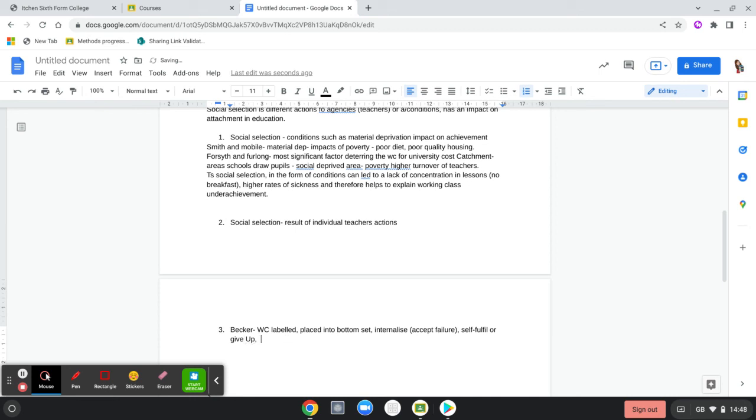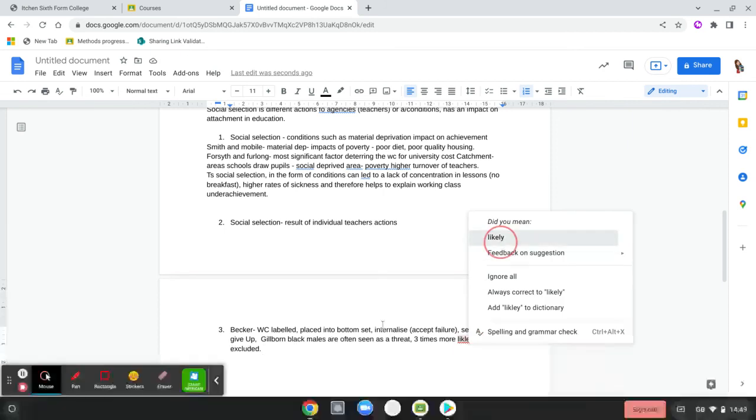With Becker, I'm doing just general teachers, and my go-to is I really like Gilbourne and I really remember him. So I'm just going to pop in there Gilbourne from the ethnicity grid, that black males are often seen as a threat by teachers. They are 3 times more likely to be excluded. I'm going to do Gilbourne. Black males are seen as a threat, 3 times more likely to be excluded.